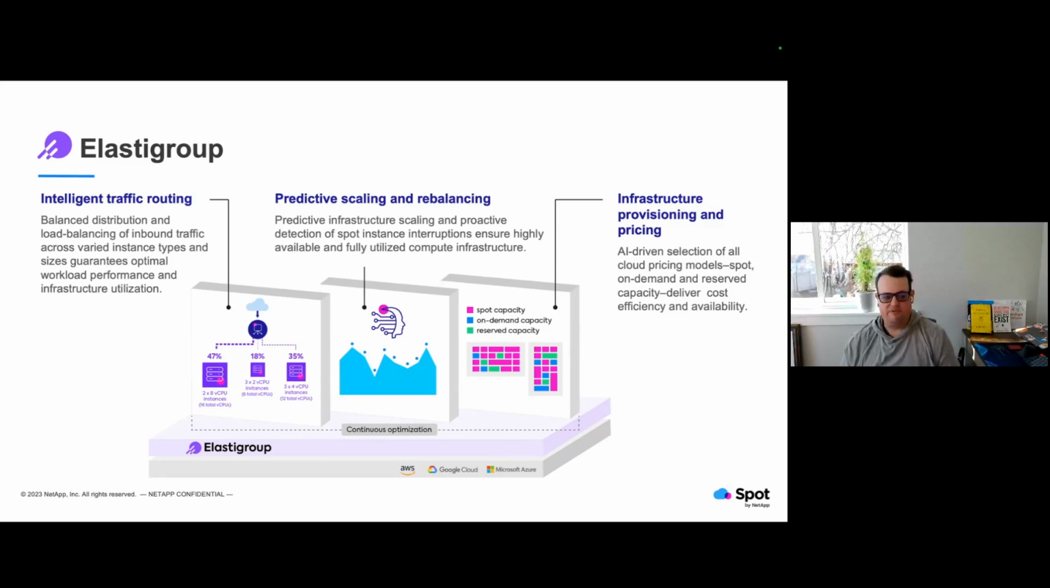And then infrastructure provisioning and pricing, using Spot's AI-driven selection on all cloud pricing models, Spot, on-demand, and financial commitments, allow us to deliver cost efficiency, scalability based on your workload, and the availability of your application.